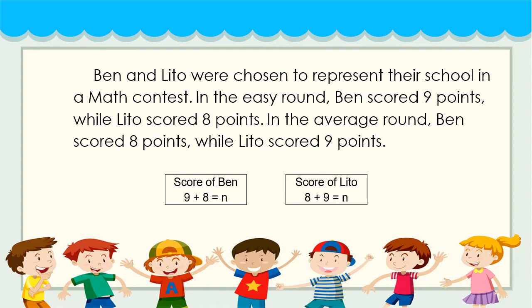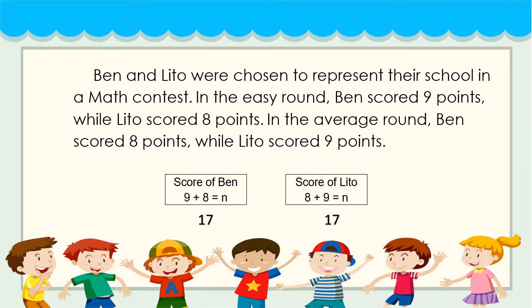The score of Lito is 8 and 9. The number sentence is 8 plus 9 equals n. If we add the score of Ben, we will get 17. If we add the score of Lito, we will also get 17. What did you notice?